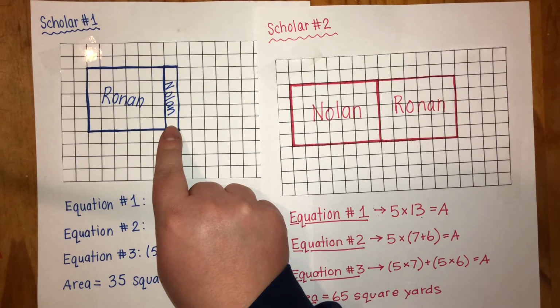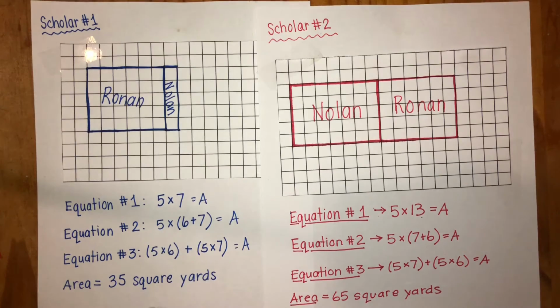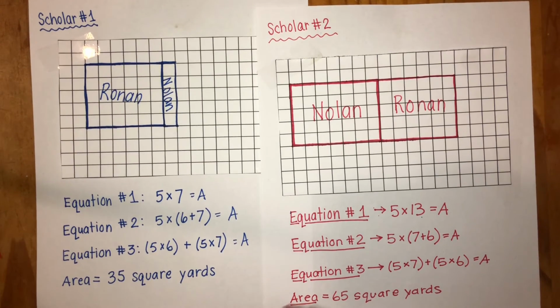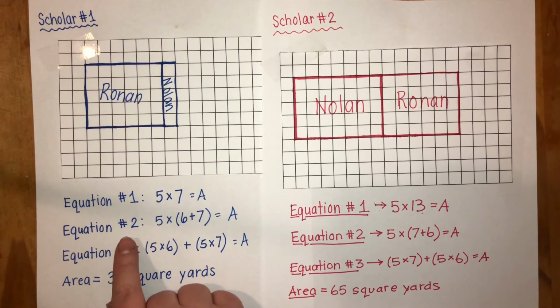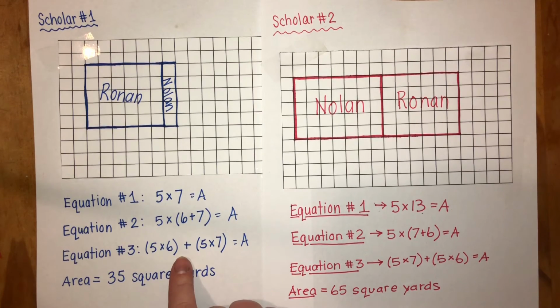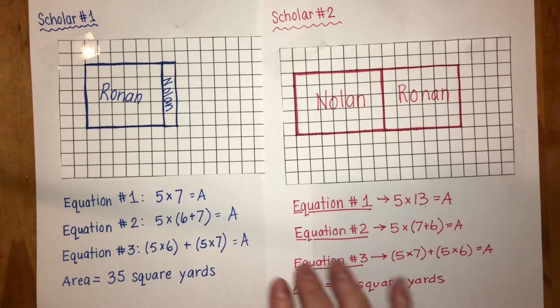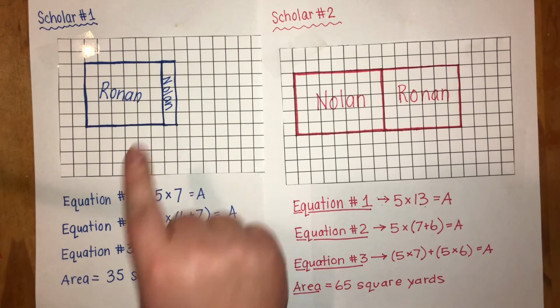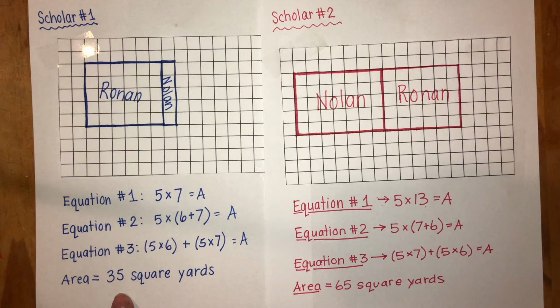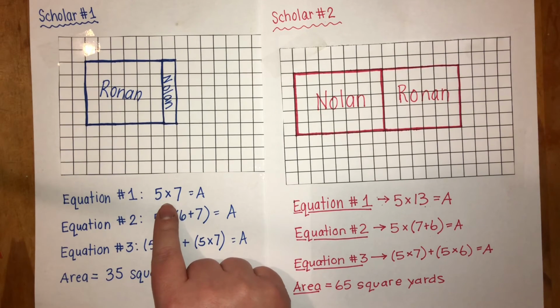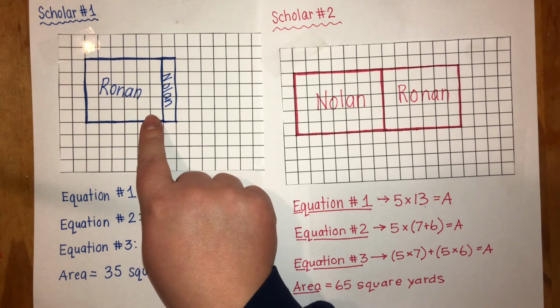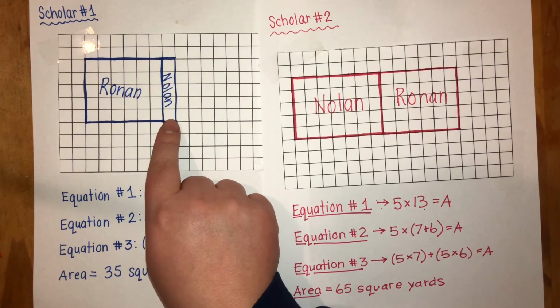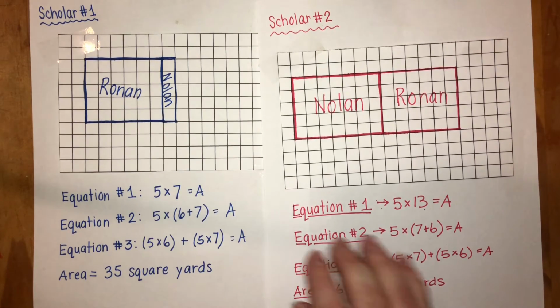When looking at the equations, I heard some scholars point out that scholar 1 had the correct equations for 2 and 3, but that while equation 1 matched the representation drawn, it didn't match the question. And the area of 35 square yards, while it matches equation 1 and the representation, did not match the question because Nolan's paper was too small.